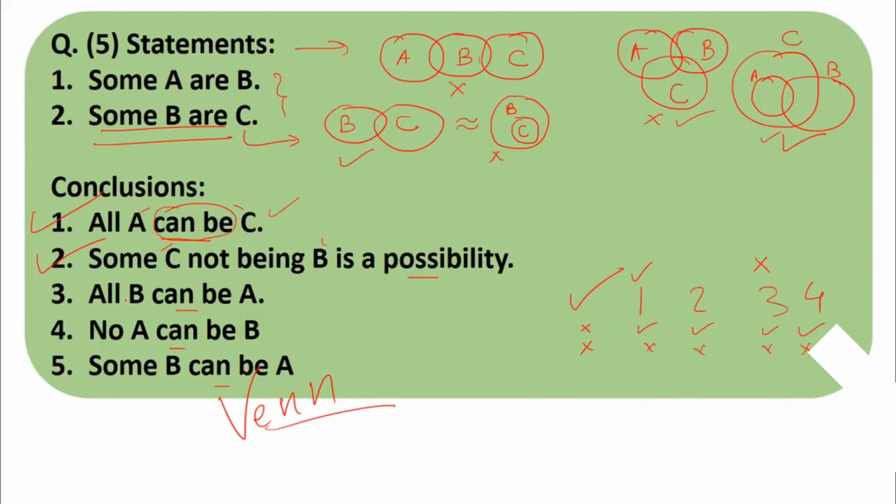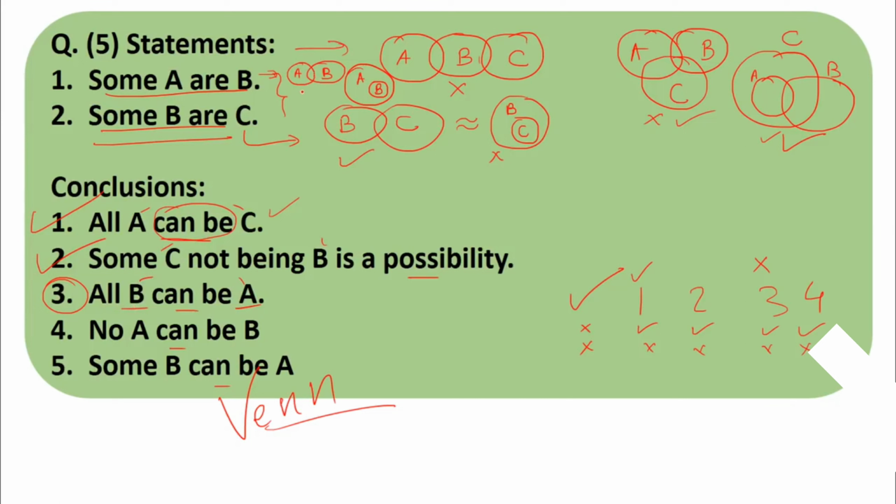Okay, next statement: all B can be A. Now what have they given? Some A are B. The relation between A and B is asked in this conclusion. In this third conclusion, the relation between B and A is asked. Where is the relation between B and A? In statement number 1. What is statement number 1? Some A are B. How can we draw it? Take a look over here. We can draw it like this. This is A, this is B. There is another way to draw it. Some A are B, so draw this circle. This is A and this is B. What is the conclusion? All B can be A. In this case, all B can be A.